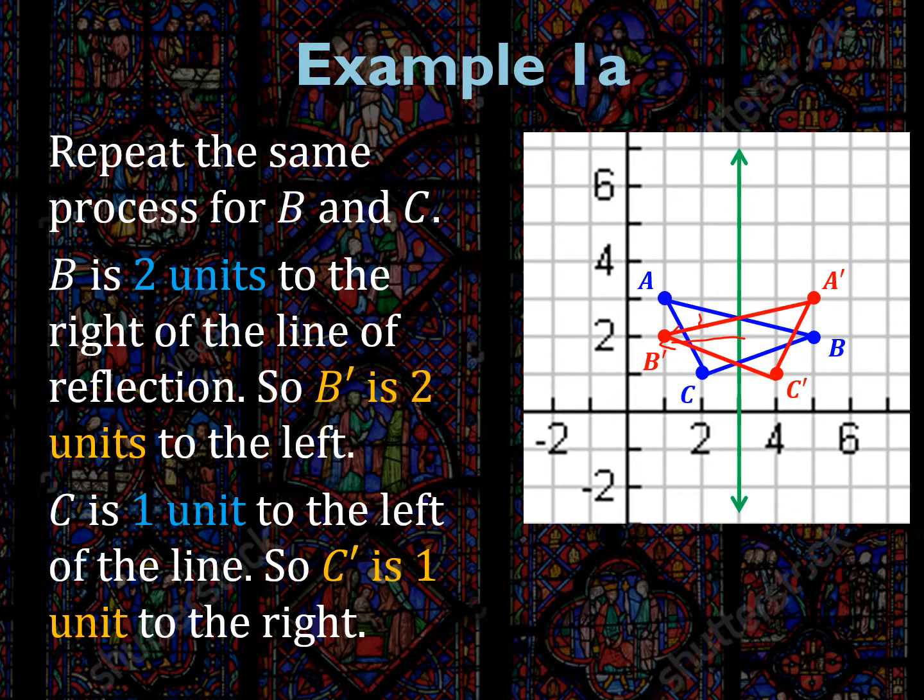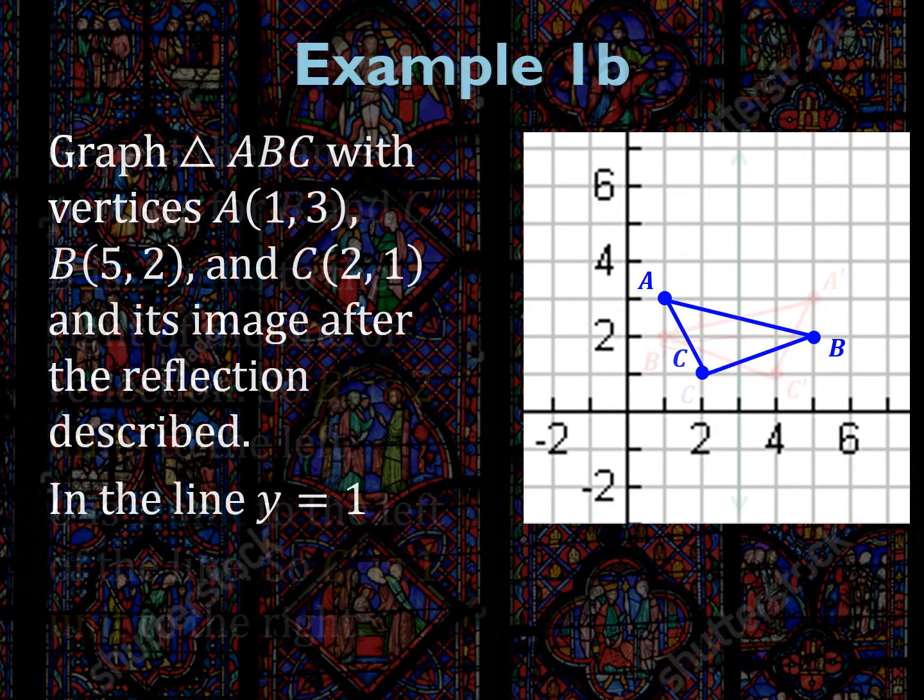Now if we were to fold along the green line, you will notice that the red and the blue triangles would overlap themselves perfectly. That's the idea of a reflection. When you fold across the line of reflection, the shapes would overlap. Now we're going to do 1B, or you can do 1B, same triangle, but now we're going to reflect in the line y equals 1.